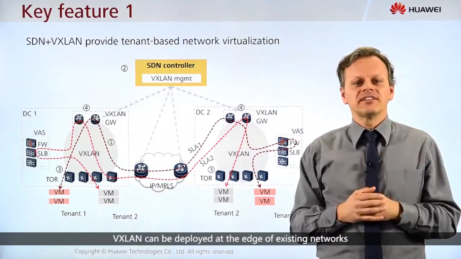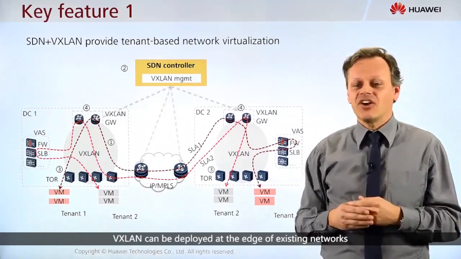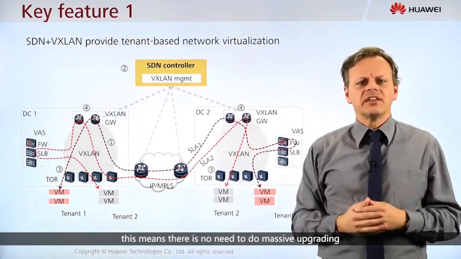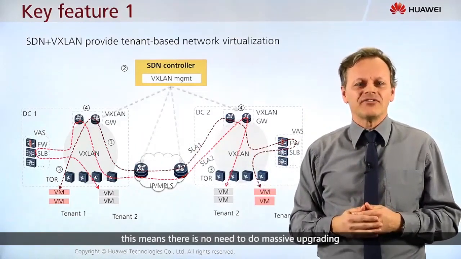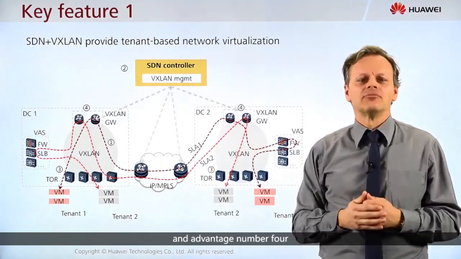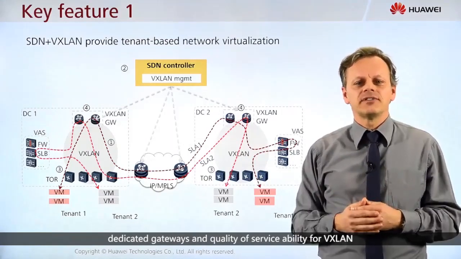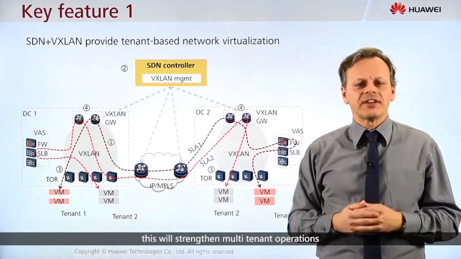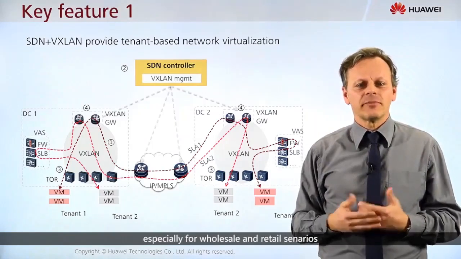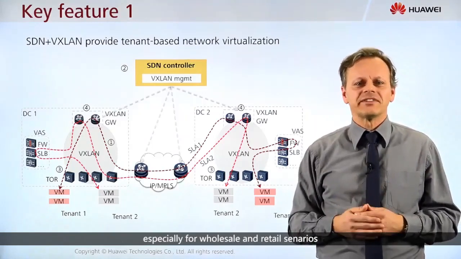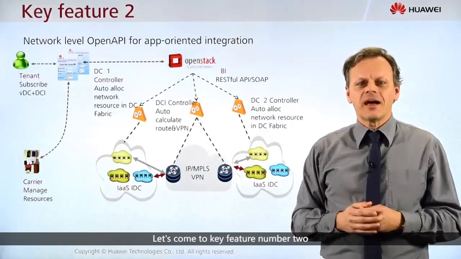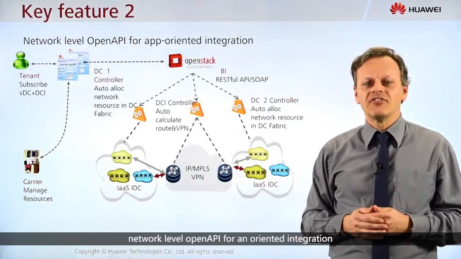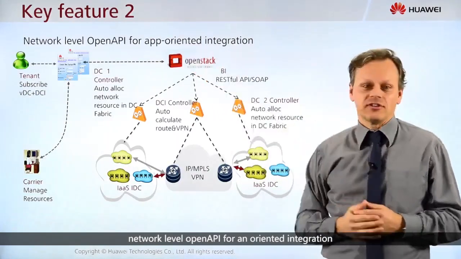Advantage 3, VXLAN can be deployed at the edge of existing networks. This means there is no need to do massive upgrading. And advantage number 4, dedicated gateways and quality of service ability for VXLAN. This will strengthen multi-tenant operations, especially for wholesale and retail scenarios. Let's come to key feature number 2. Network-level open API for app-oriented integration.